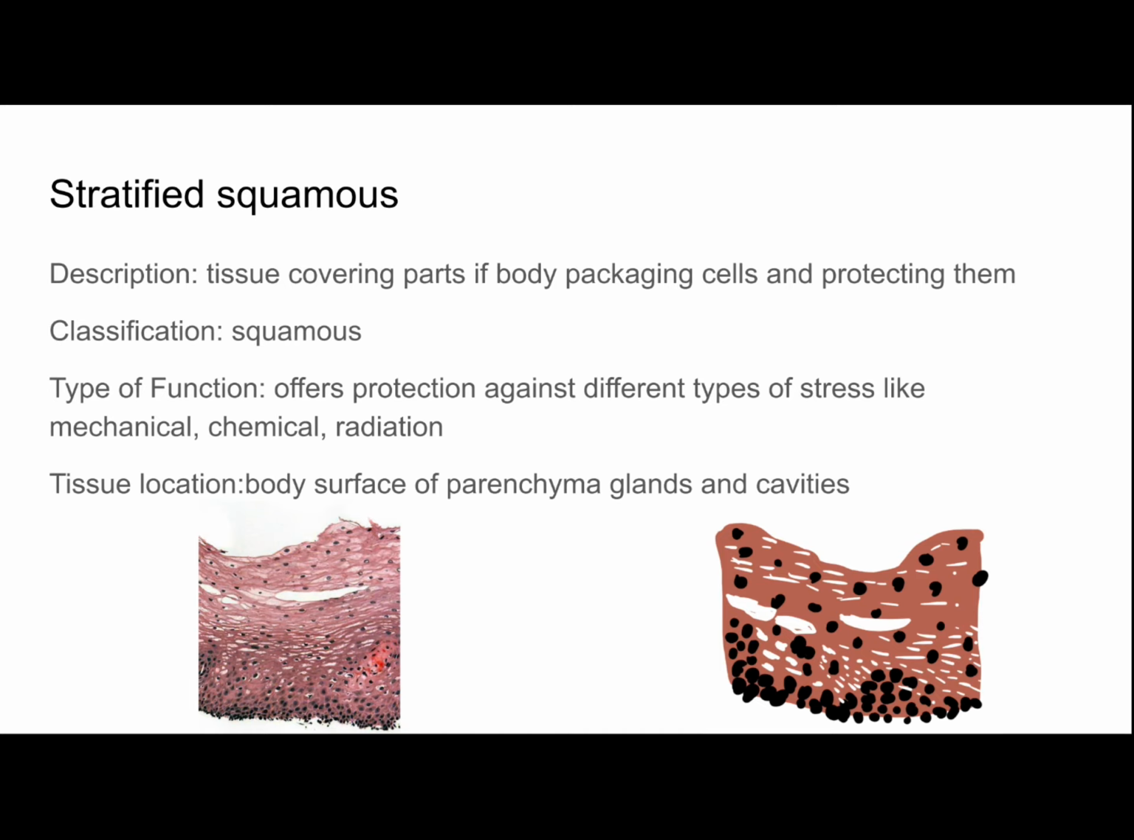Okay, so for the stratified squamous, it's tissues covering parts of the body, packaging cells and protecting them from the outside. And it's also squamous, and the function is that it offers protection against several types of stress, like mechanical stress, chemical stress, and radiation. Mechanical is like physical, chemical is like particles, and radiation is like heat. It's located on the surface of the body and in the parenchyma glands and cavities, which is the lower part of your body.